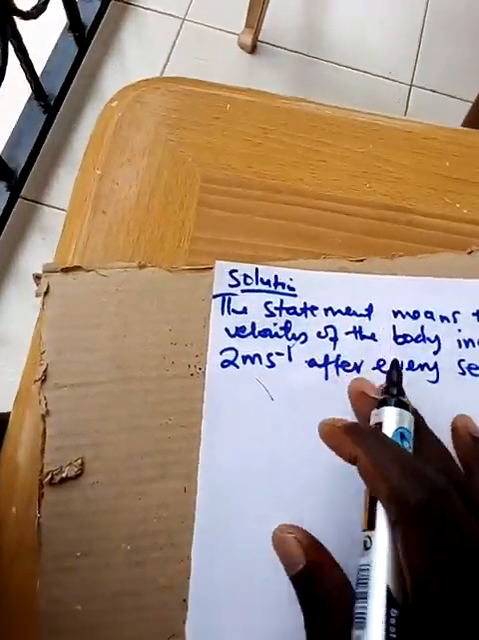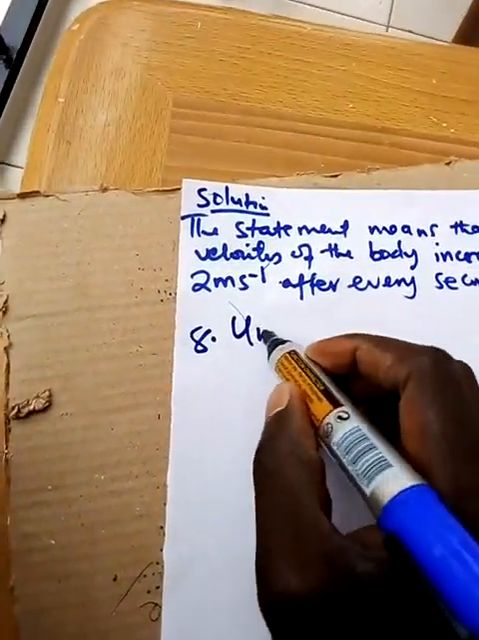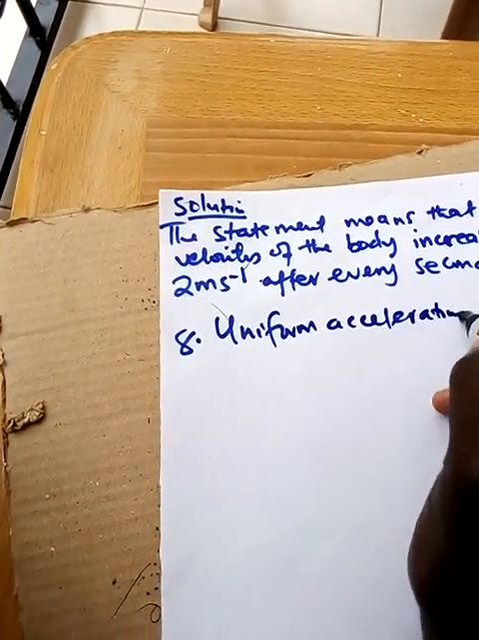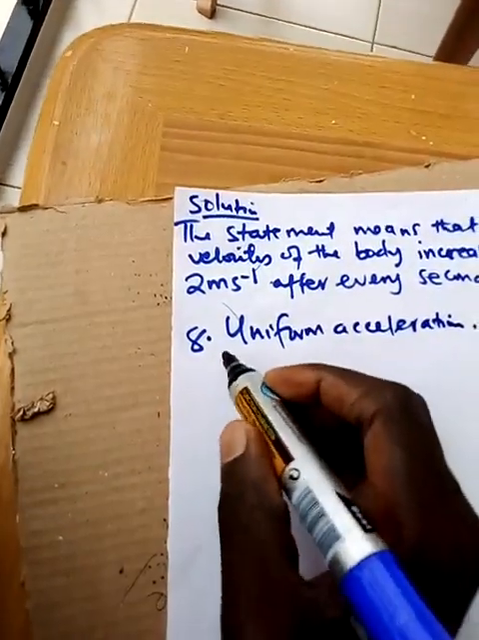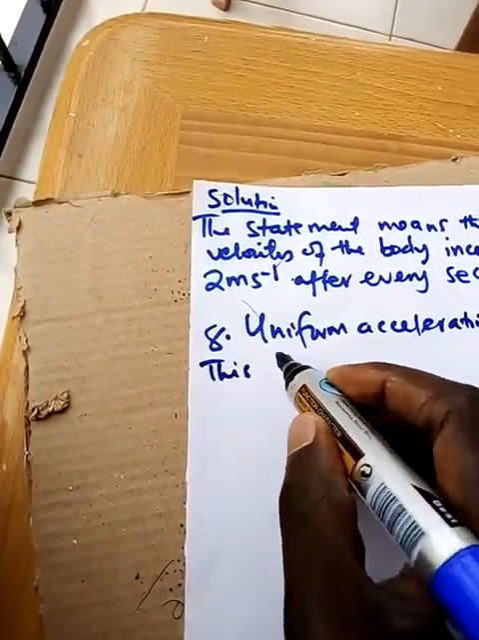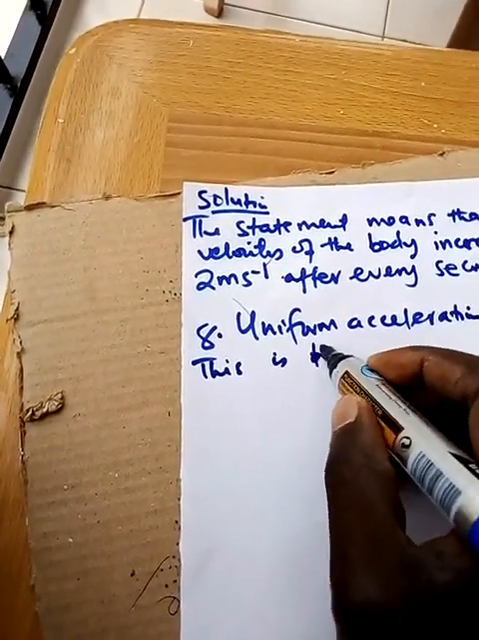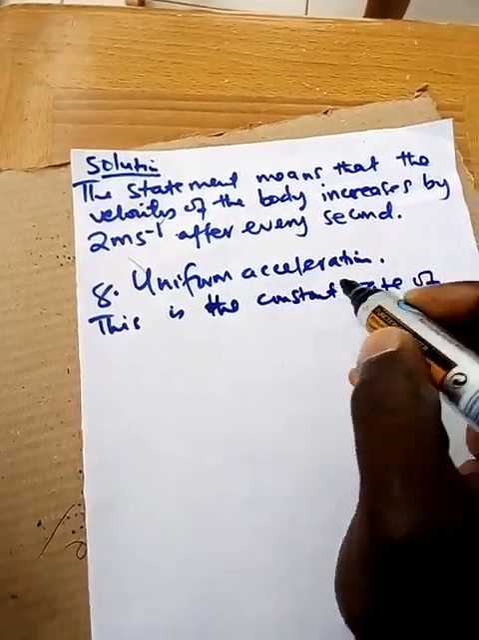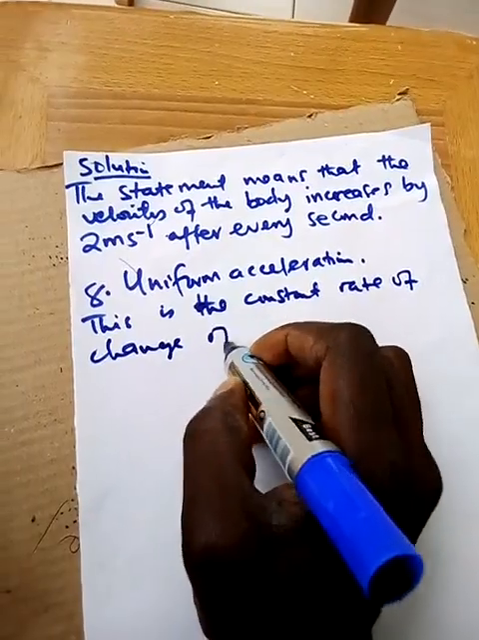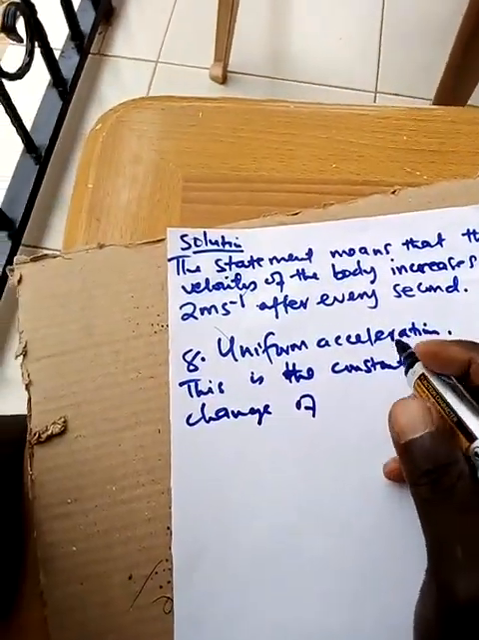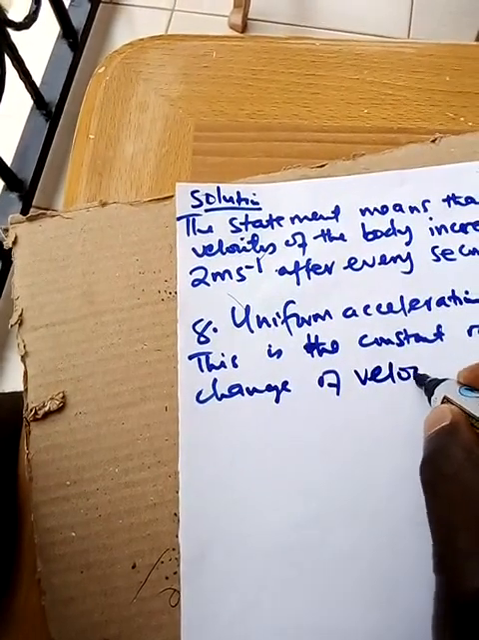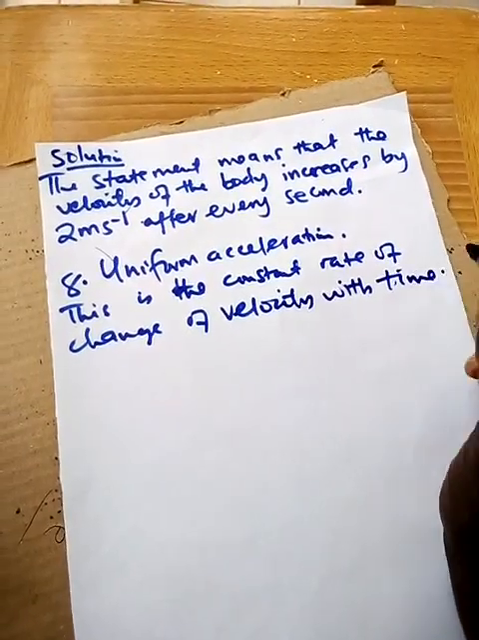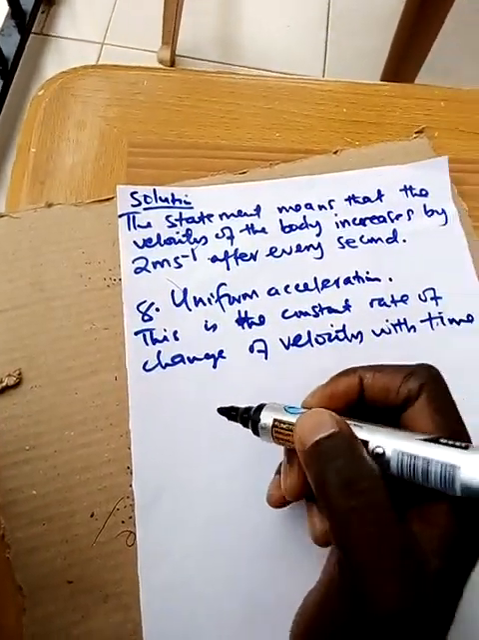We have another term, that is term number 8, uniform acceleration. What is uniform acceleration? This is the constant rate of change of velocity with time. Constant rate of change of velocity with time.